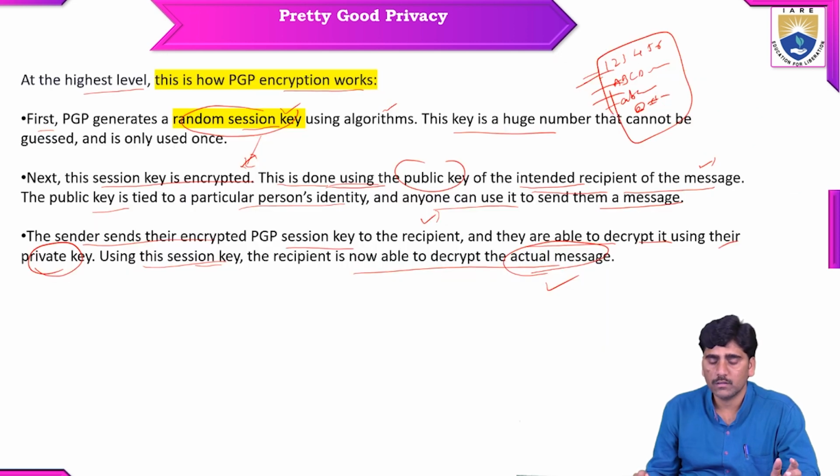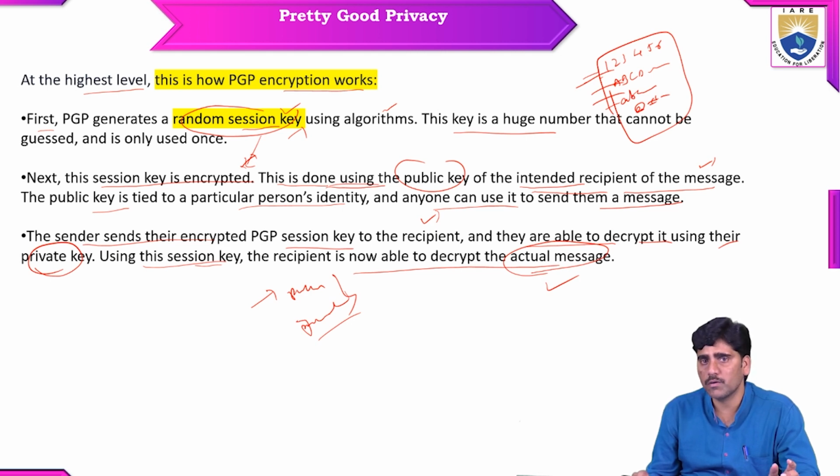Here is how PGP encryption works, which we actually saw in the previous slide. We generate random session keys, and a random session key contains numbers, alphabets, characters and everything. With the help of that random session key, we give a public key as well as a private key. These two are used for the encryption and decryption process. So this is how PGP encryption works.